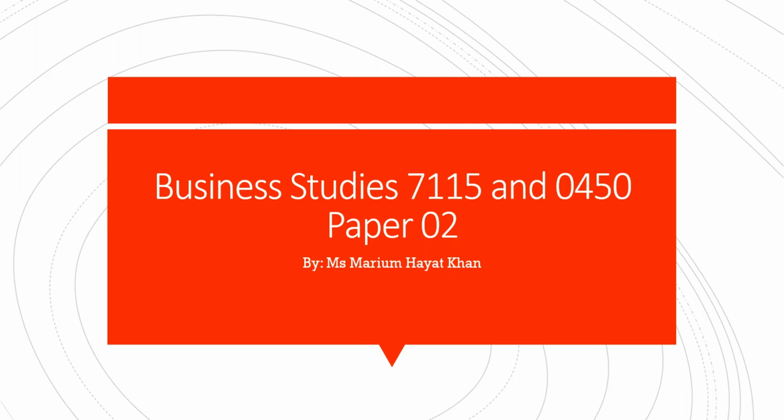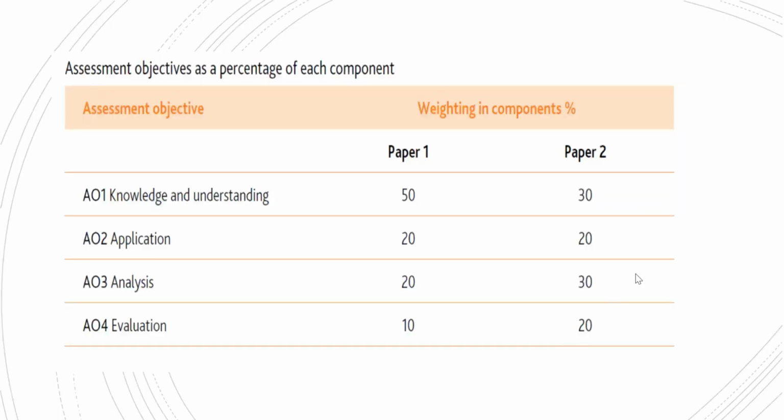And today we're going to be talking about Business Studies Paper 2 for O-Levels and IGCSE. So let's talk about firstly the assessment objectives. Let's have a comparison with what Paper 1, which you're already done with.